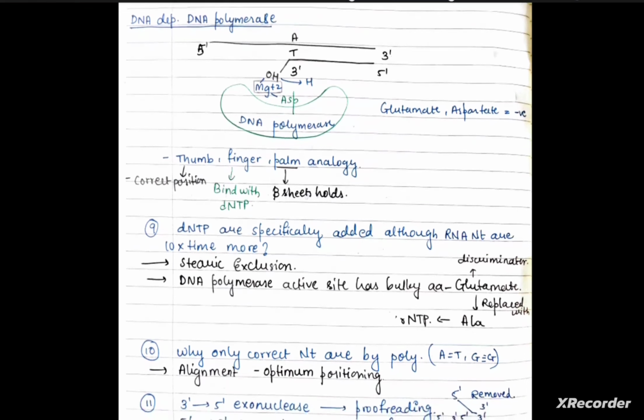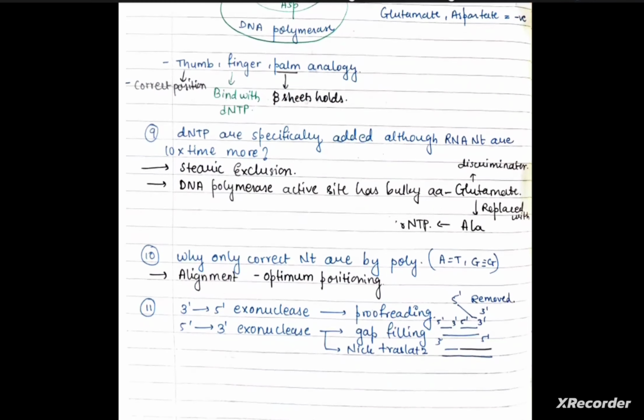Then there is this thumb, finger, palm analogy that is used. This thumb palm analogy is for your polymerase. The thumb of this particular polymerase is said to be used for correct positioning. Then fingers will add dNTPs, and your palm here is the beta sheet. So beta sheet of this particular DNA polymerase will hold your DNA strand. The DNA strand will be held together on this palm, and then more dNTPs are added like this, and also the correct positioning of this particular strand has to be taken care of. That's done by the thumb. So this is a simple analogy that is used.